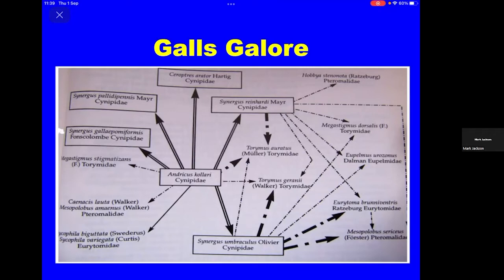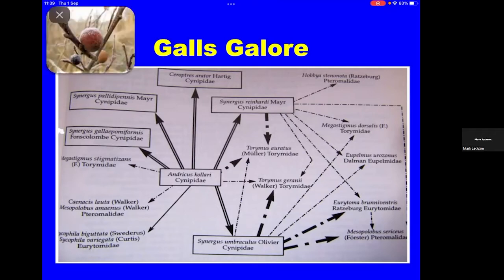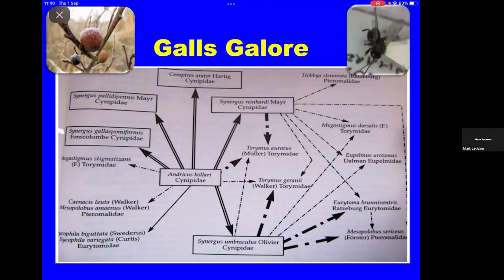I should have put that up before. That's what a marble gall looks like. Some of you are probably familiar with it. And sorry, it's not a very good photo. It's obviously of a mounted specimen. That is the gall causing wasp itself, Andricus kollari.